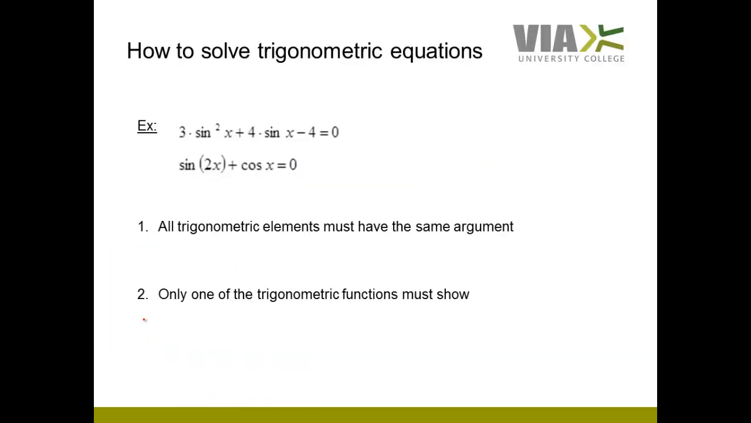So how do we solve the trigonometric equations? Well, the two examples I have chosen to include in this video are the ones you can find here. The first equation is 3 sine squared x plus 4 sine x minus 4 equals 0. And the other example, which I will solve afterwards, is sine 2x plus cosine x equals 0.